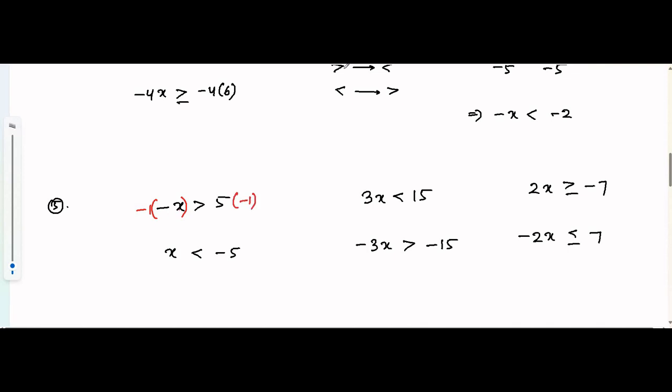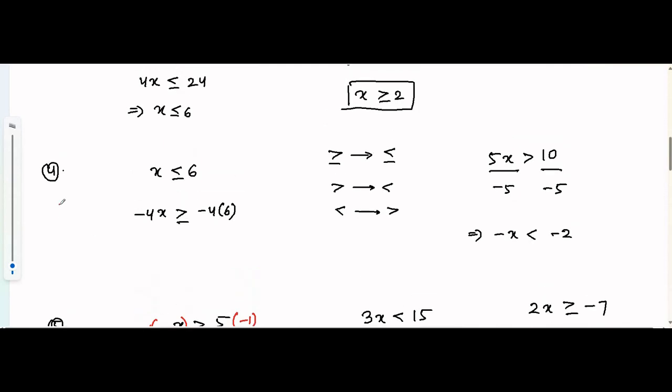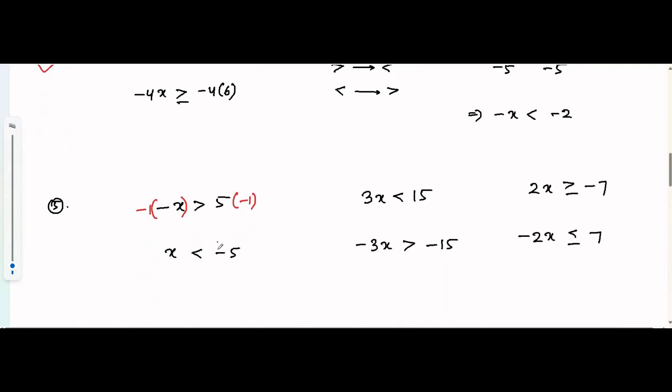Minus 1 multiplied with minus x becomes x, and minus 1 multiplied with 5 becomes minus 5. So basically it is rule number 4. When both sides are multiplied or divided by the same negative number, here the same negative number is minus 1, the sign of inequality will automatically reverse. So it is essentially rule number 4, a bit modified.